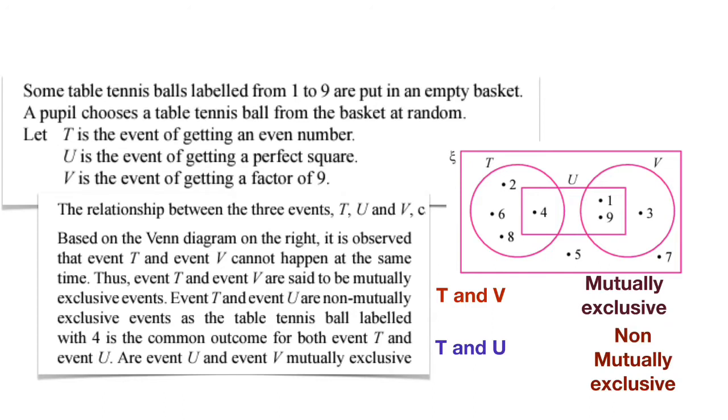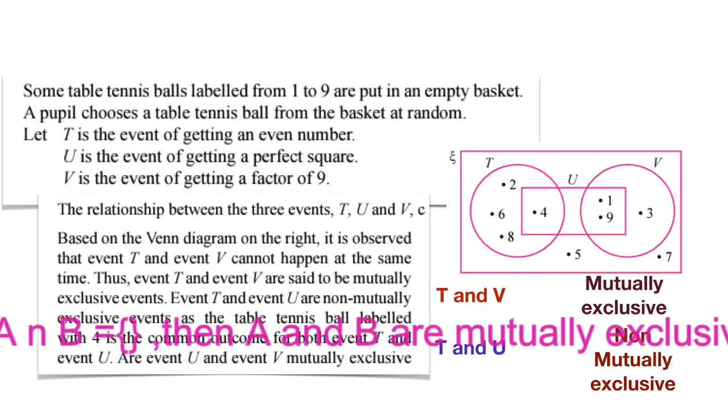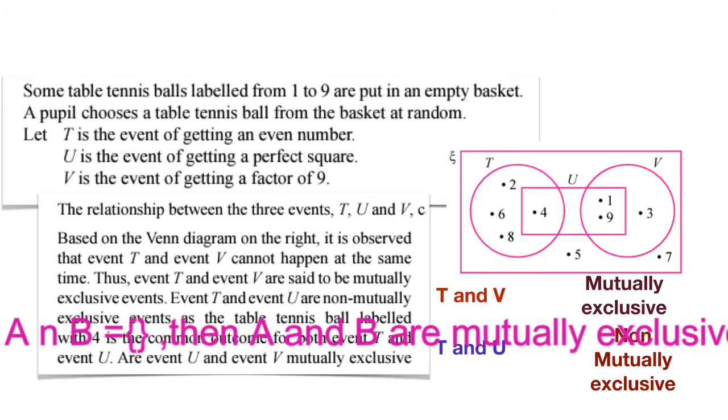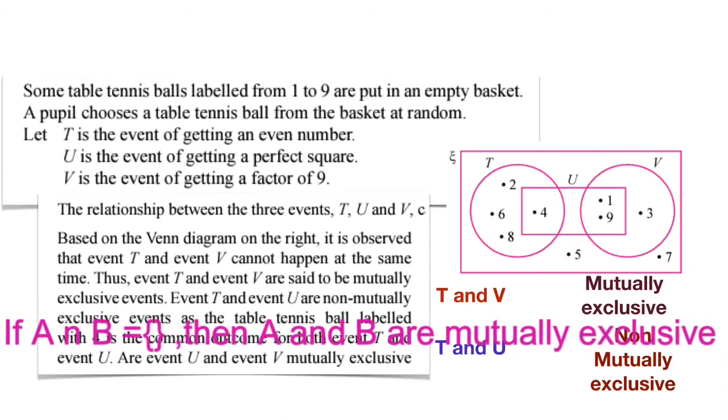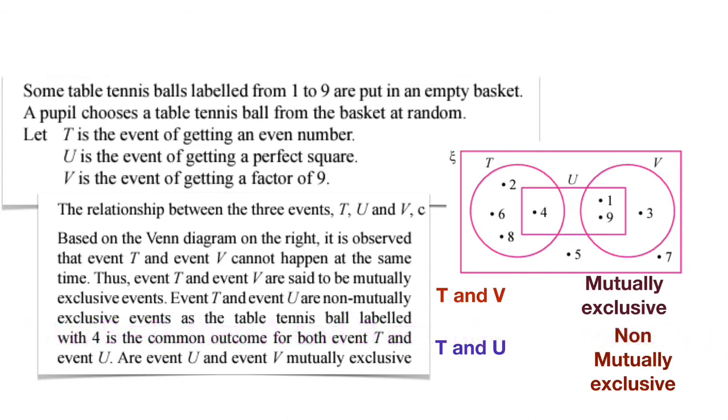Now, are events U and V mutually exclusive? Please tell me the answer. U and V. Okay, please think first. Look at the U, look at the V. Are they intersecting? Okay. So, T and V are mutually exclusive because they do not intersect. T and U are non-mutually exclusive because they are intersecting. Okay? Understand?